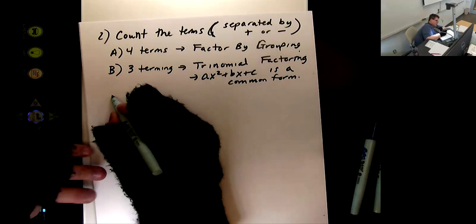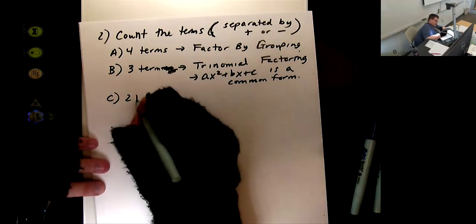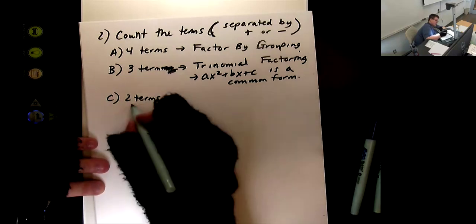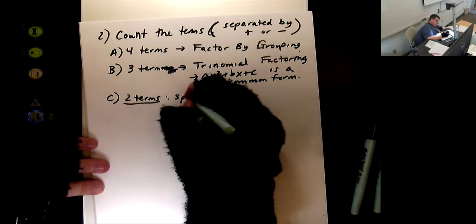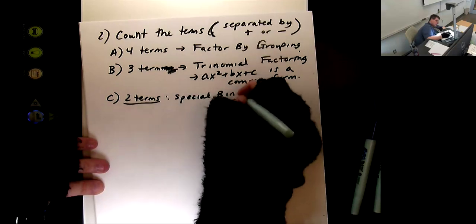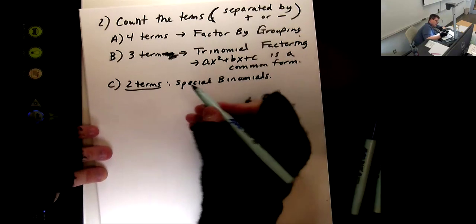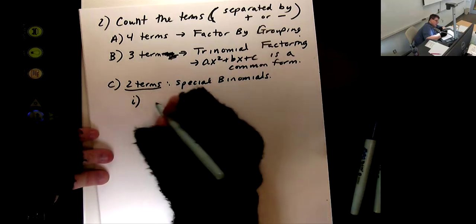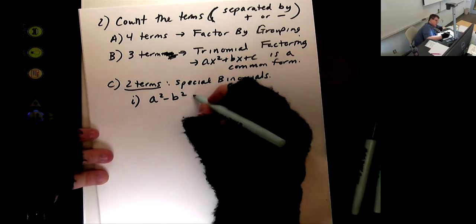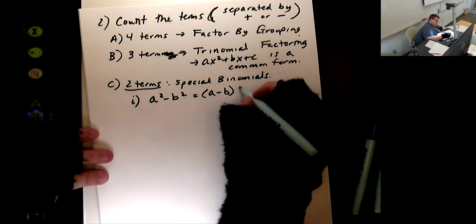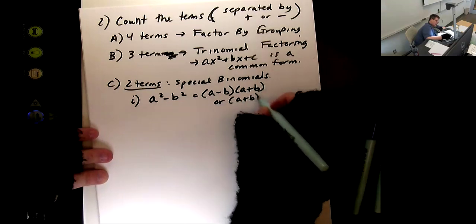And then 2 terms. This leads to something called special binomials. And there are 3 of those. First one is a squared minus b squared. That is a minus b times a plus b. Or you can do the plus first, like that.